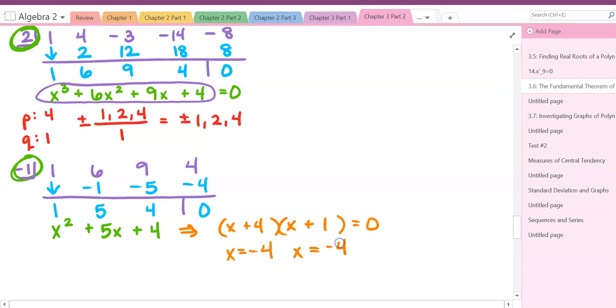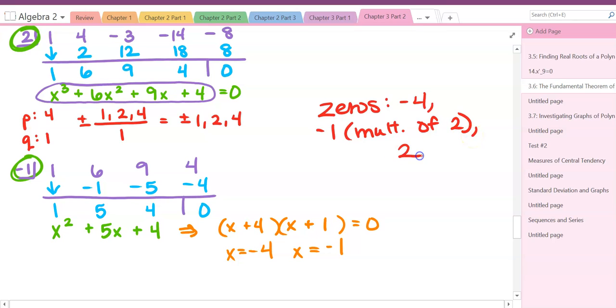Good. Okay, so here's your zeros. Let's see, we had -4. That's the smallest. -1 actually shows up twice, because I got it down here when I factored, and I got it up there when I was testing it with that synthetic division. So -1 is going to have a multiplicity of 2. And then last is going to be 2.